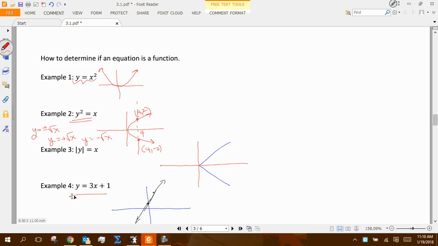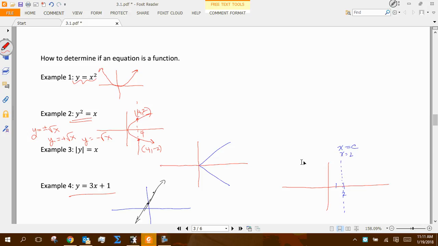Anything that is linear is going to pass the vertical line test, unless, I guess, there's one situation. The only time it would not pass and be a function is when I have a vertical line. Vertical lines are in the format of x equals some number. Let's just call that number c. Let's say that c in this case would be 2. So if I had x equals 2, that line is going to look like that.